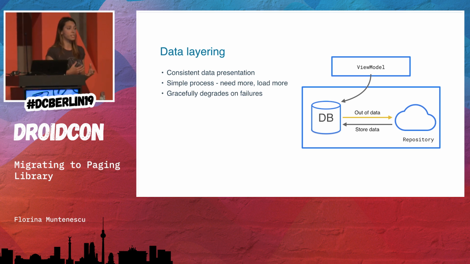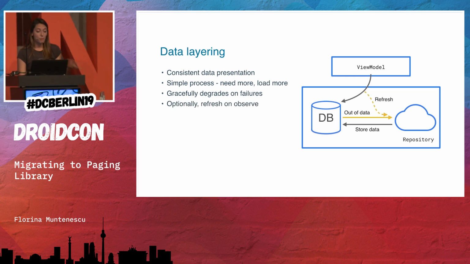So it's easier to also create these kind of retry mechanisms, for example. And then optionally, you can refresh on observe. So this means that if you decide that every time you're opening the application, you want to refresh the data to make sure that you're always displaying fresh data from the backend, you can just clear the database and get the data from the backend, or just get the data from the backend at the beginning and still count on the data from the database.